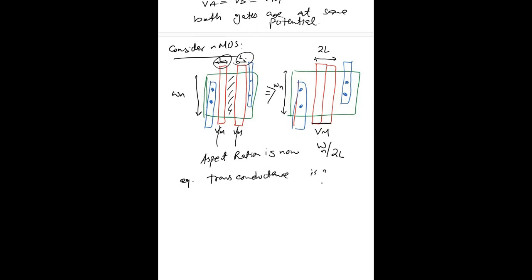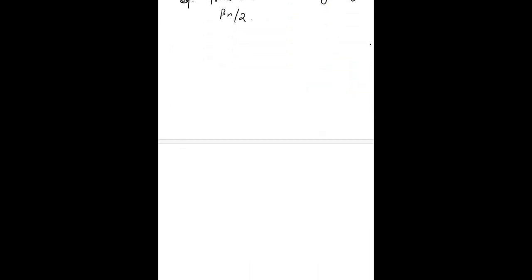is given by beta n by 2. Earlier it was assumed to be beta n. Now this is estimated by beta n by 2. So this is the case when we consider our series connected NMOS, like series connected NFETs. Now we consider the PMOS case, where we have both PMOS connected in parallel.